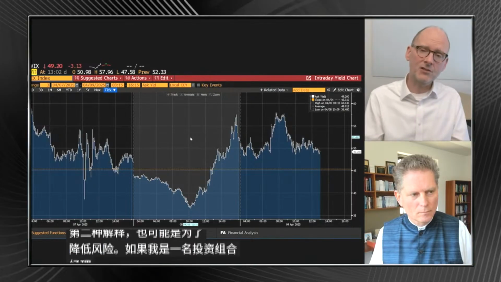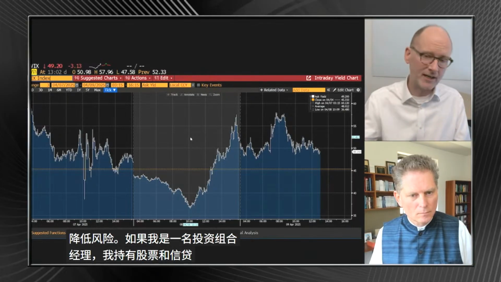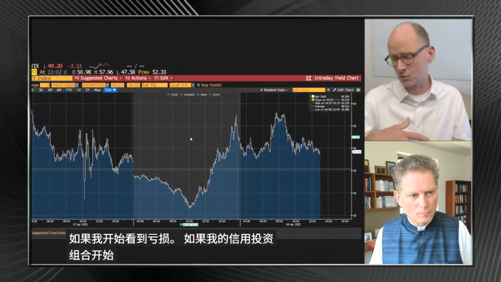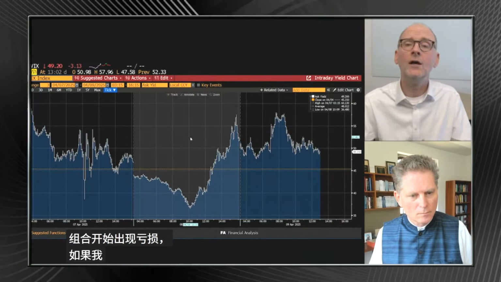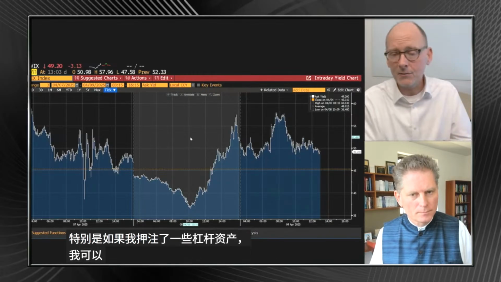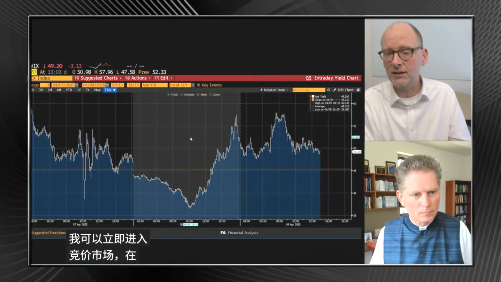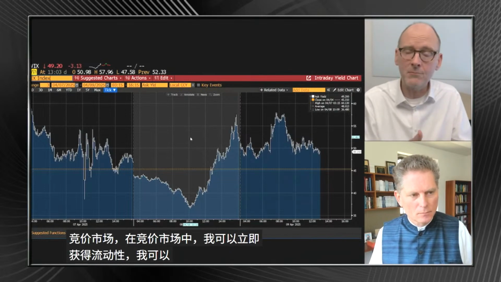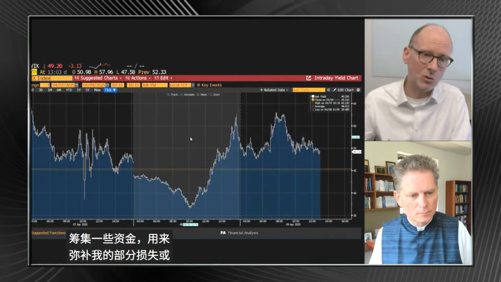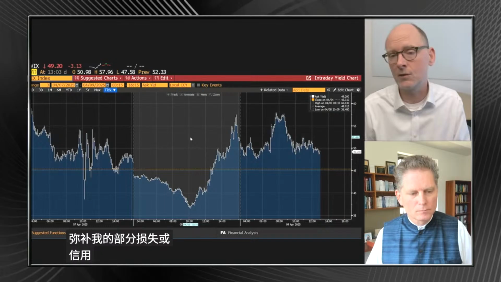If I'm a portfolio manager and I own equities and credit, and I begin to see losses in my credit portfolio and in my equity portfolio, and I need to raise cash, in particular if I had some bets on that were levered, I can immediately go to rate markets. In rate markets, I can get there very liquid. I can immediately raise some money that I can use to try to cover some of my losses or my margin calls on the credit side or on the equity side.